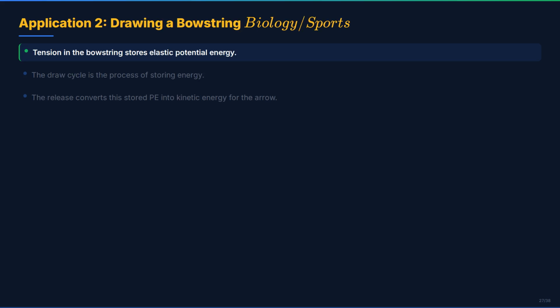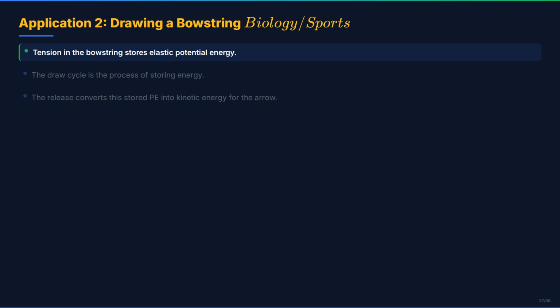When you draw a bowstring back, you are doing mechanical work on the string, and that work is stored as elastic potential energy. The tension you feel is the stored energy. The amount of energy you store depends on how far you pull the string and how stiff the bow is.